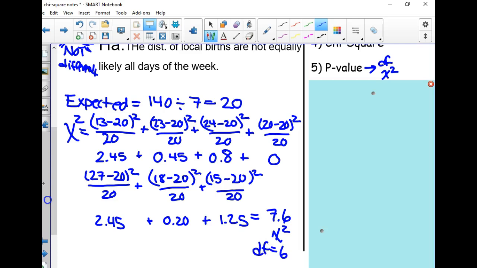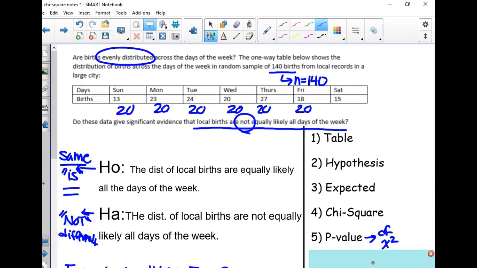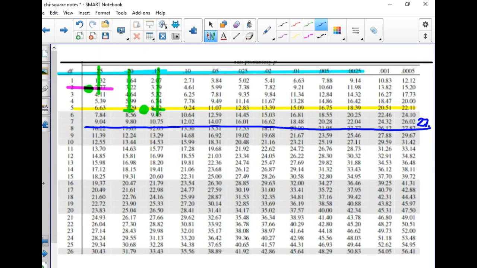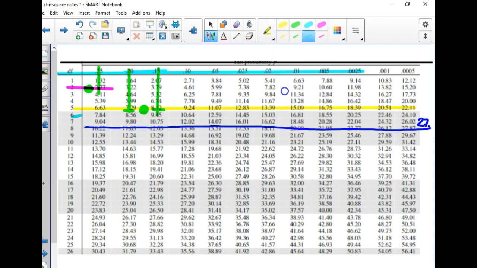Okay, go to your chart right now, find where your p-value is in between. Degrees of freedom are 6. 6.6 did we say? 7.6. Or 7.6, okay. 7.6, so I'm right here, right? So what is our p-value? Greater than 0.25.